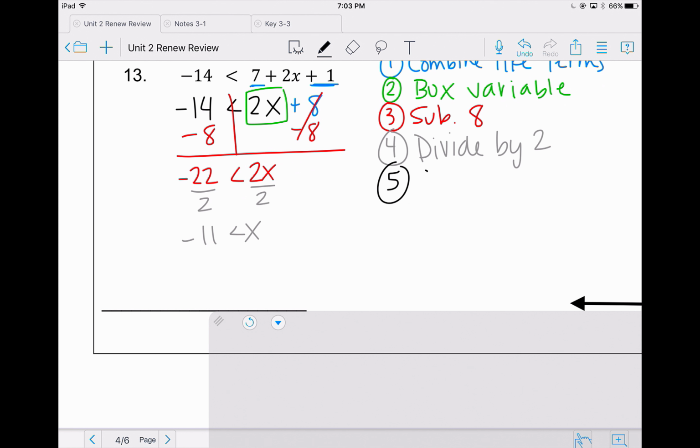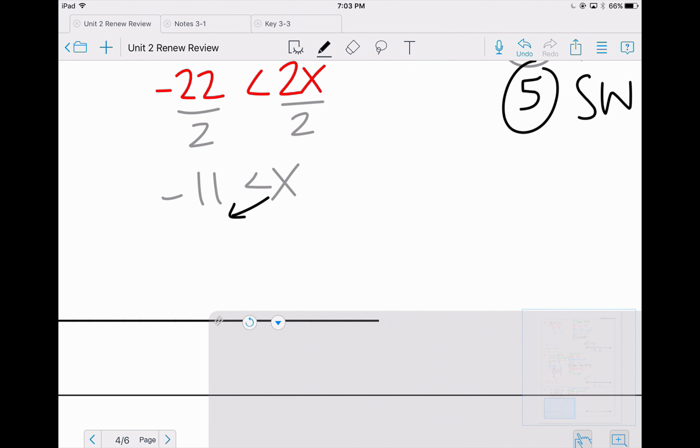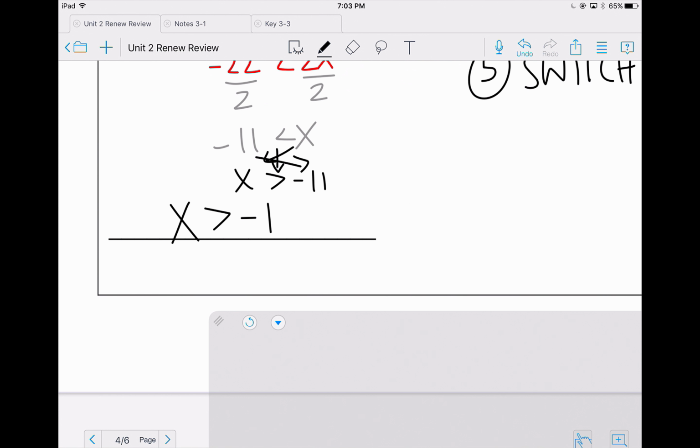Now with this one, I'm going to switch everything. Remember, when you switch, the easiest way to switch is to write it directly underneath so you can see that everything became the opposite. Negative 11 moved to the right, x moved to the left, my sign flipped. Everything switches, so x is greater than negative 11 would be my solution.